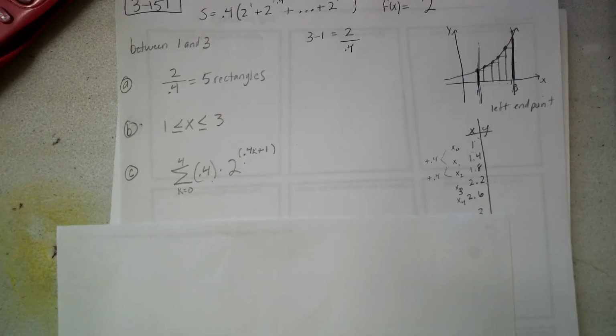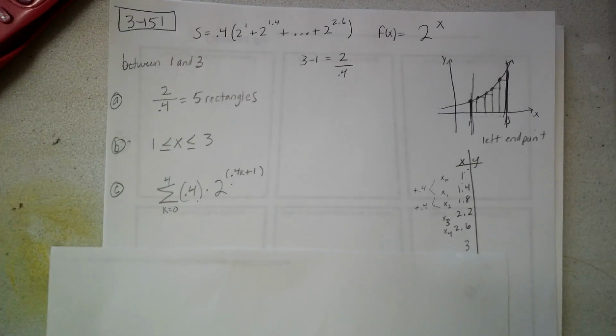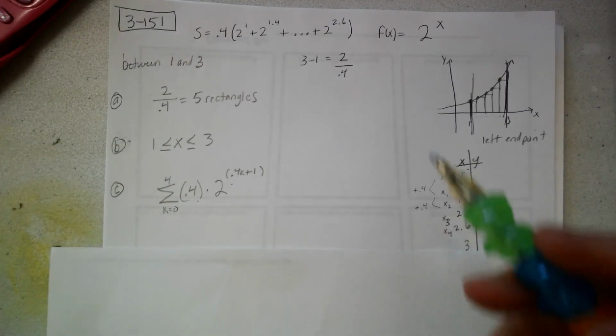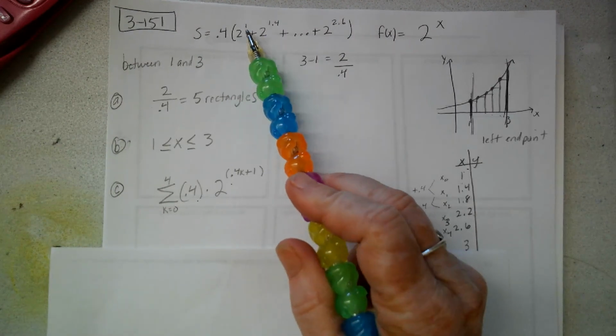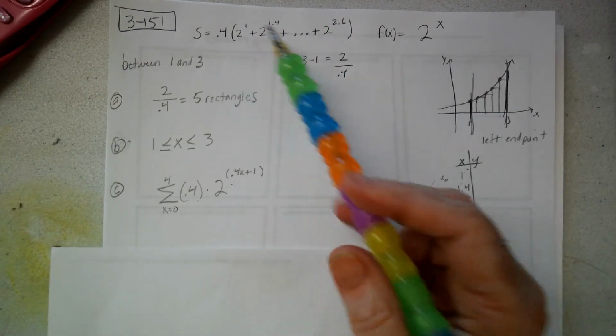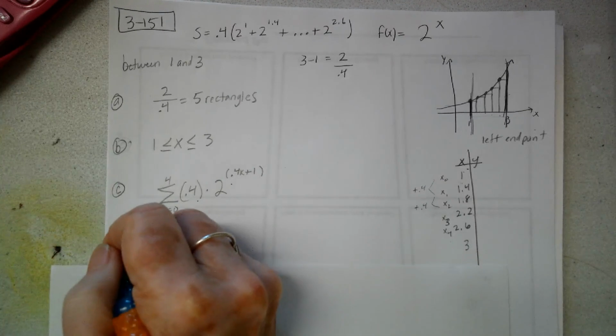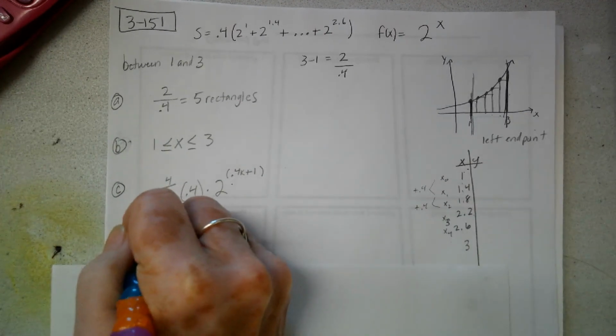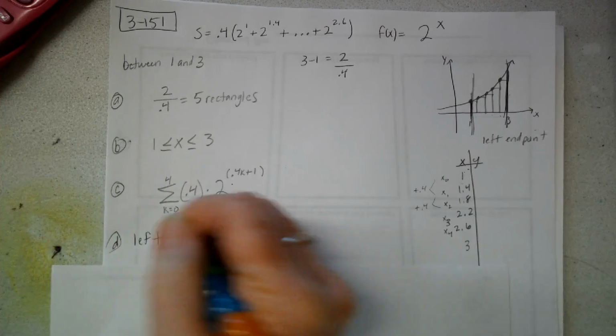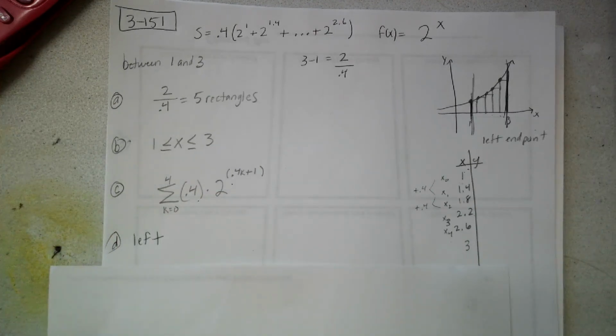And then letter D says, were Scott and Penny using left endpoint or right endpoint rectangles? I felt like I knew the answer to letter D right away when I saw this 1 here. So I'm going to say they were using left endpoint rectangles. I think that's all I got.